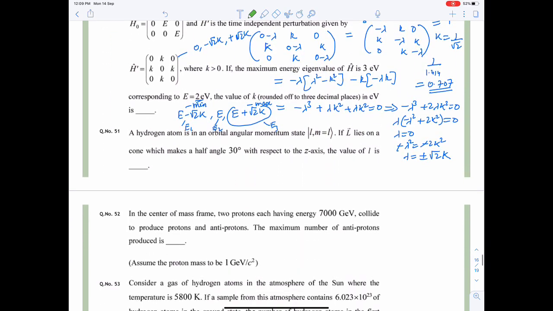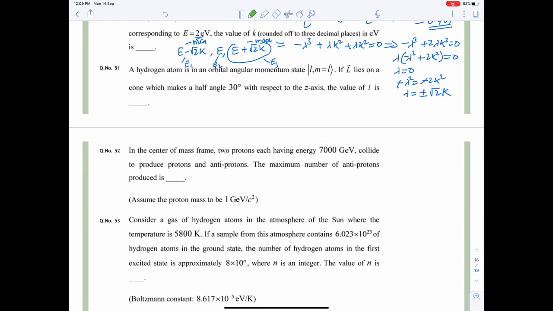So now we are doing our last question. I think the video is very lengthy now, so I have to stop after this question. A hydrogen atom is in an orbital angular momentum state L, and ml is given as L. If L lies on a cone which makes a half angle of 30 degrees with respect to the z axis.